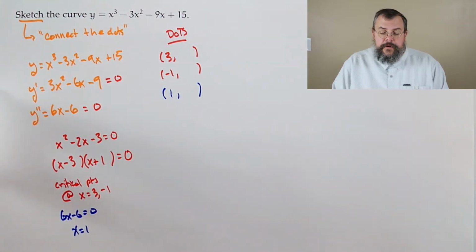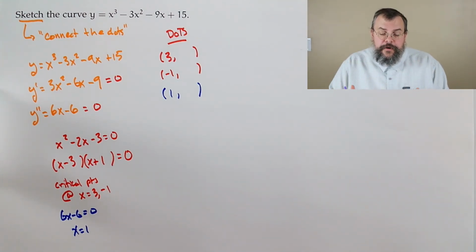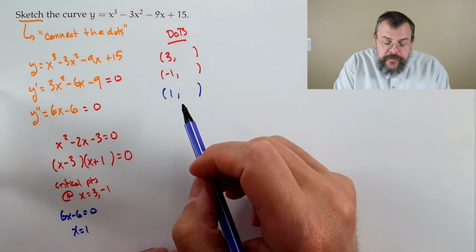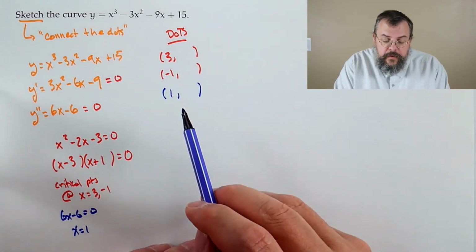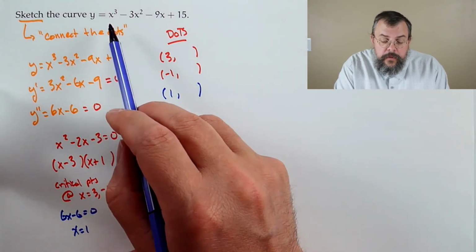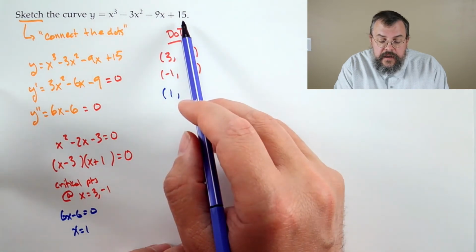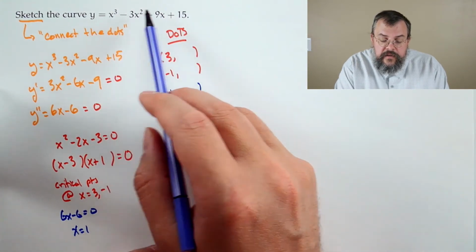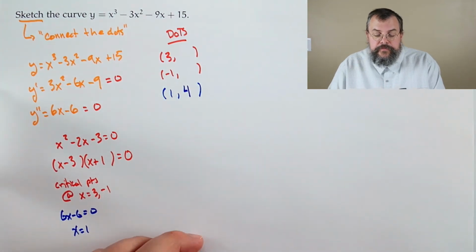All right, well, let's figure out where these dots are. These are the important points which we're going to use to help us plot our function. So 1 is probably the easiest to plug in. When you're plugging in 1 to a polynomial, you're really adding the coefficients: 1, minus 3, minus 9, and plus 15. Well, that's 16 minus 12, which is 4.